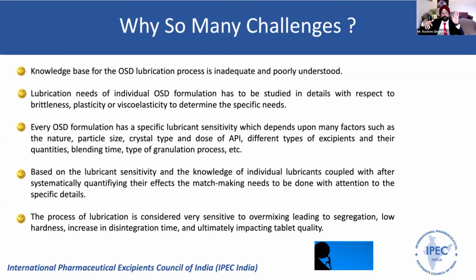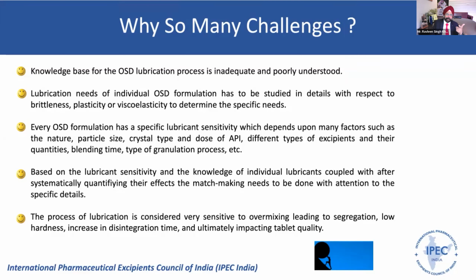On one side, we should know the knowledge of lubrication process, then we should know what kind of mass it is, then we should know about the API, about the excipient, and now on the other hand, we should know different knowledge of different type of excipients, the lubricants, and the individual lubricant have to be coupled with, after systematically quantifying their effects, the matchmaking needs to be done with attention to the specific details. This matchmaking process is the most vital thing. And you all know, if the matchmaking is done properly, the rest of the things go well. So if the matchmaking is not proper, problems are going to occur.